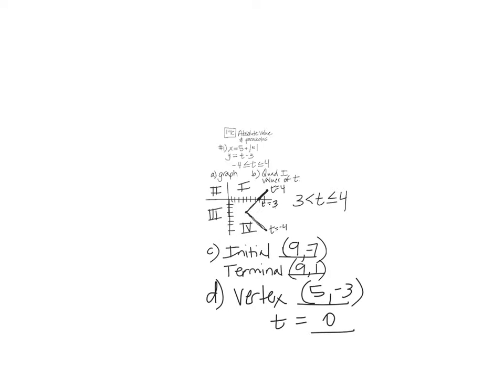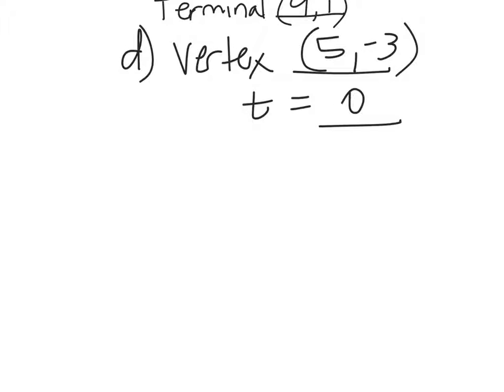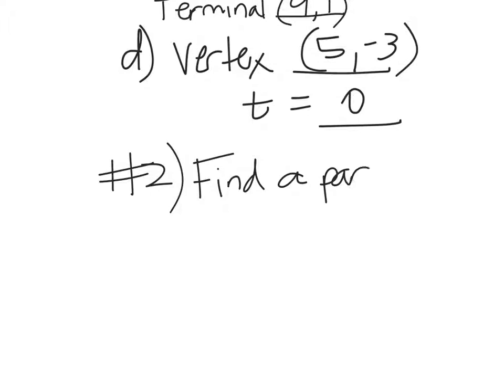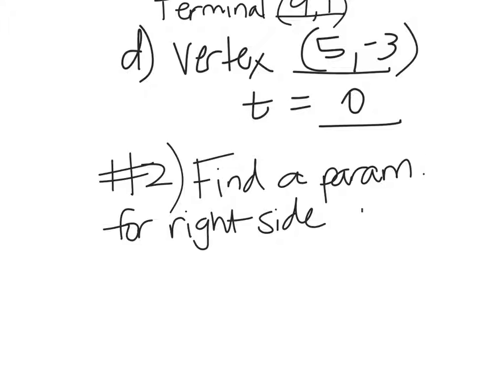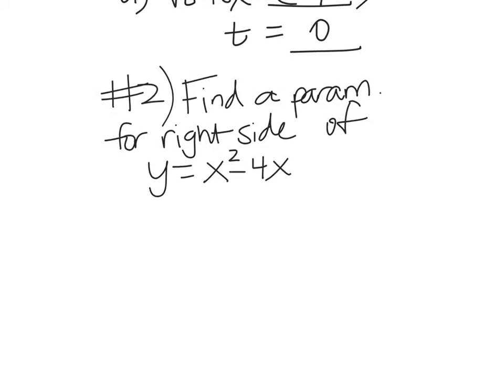All right, now let's do one more, and then we're going to get to our review worksheet. Let's do the parabola one that I wanted to do, number 2. We're going to find a parameterization for the right side of a graph, okay? So find a parameterization for the right side only of y equals x squared minus 4x.